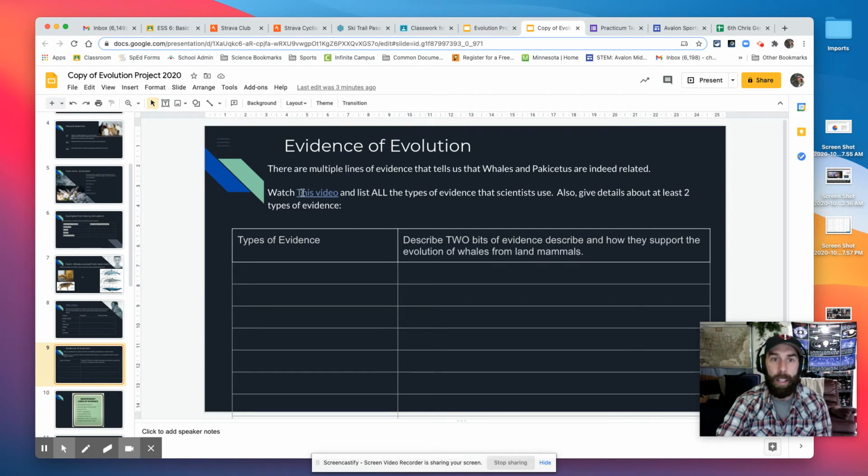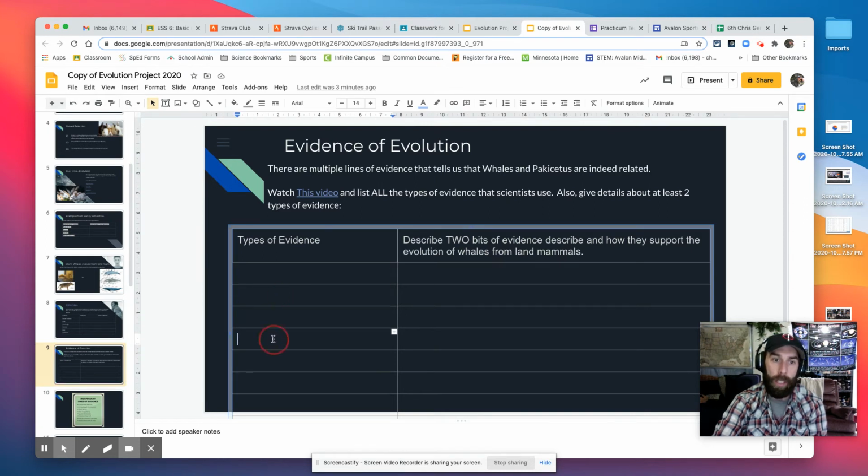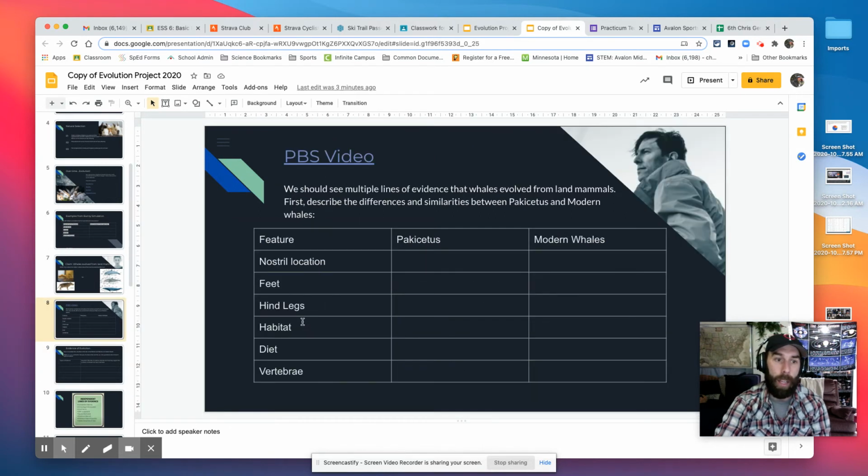Then on slide 9, another video. There are multiple lines of evidence that tell us that whales and Pakicetus are related. Watch this video and list all the types of evidence that scientists use. So you should list the different types of evidence that scientists use here, okay, and describe 2 of them. So you need to have words in 2 of these boxes describing the types of evidence.